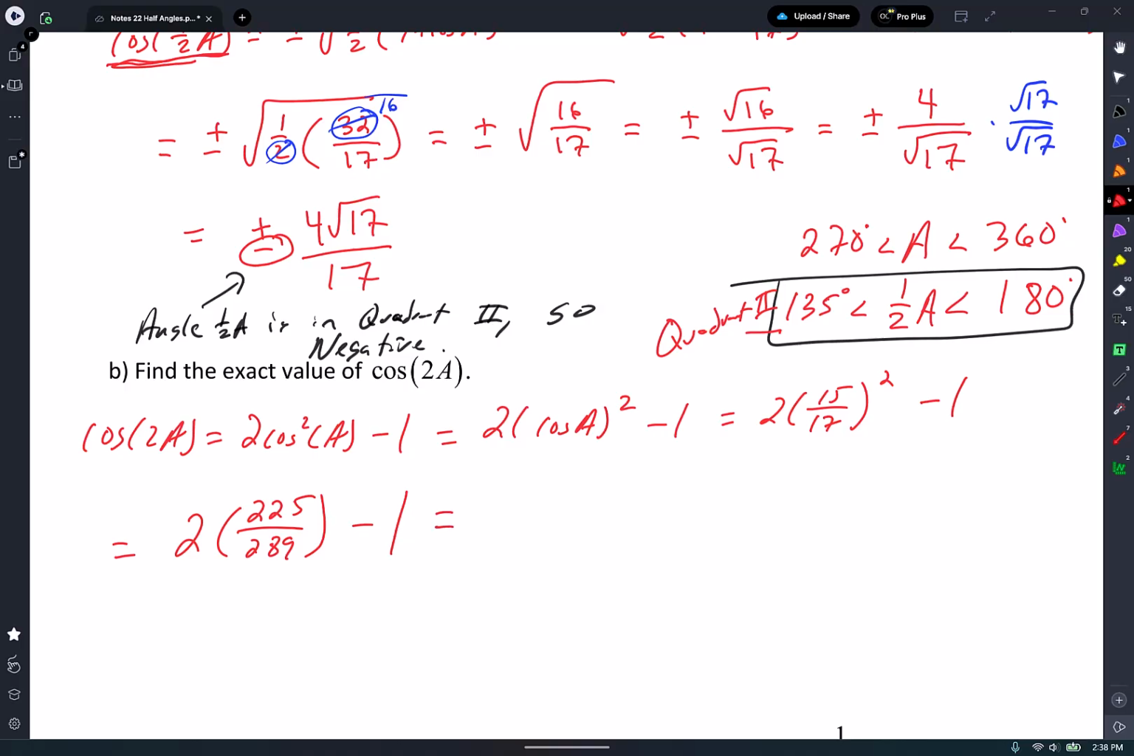If I double 225, what's that? 450? 450. 450 over 289 minus 1. I can turn that 1 into 289 over 289.